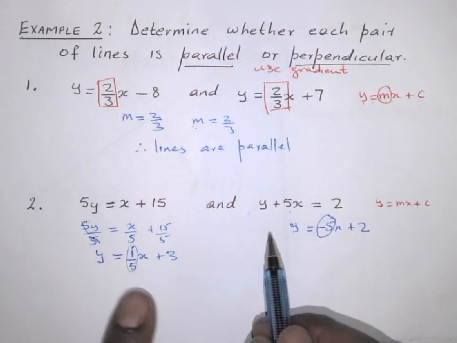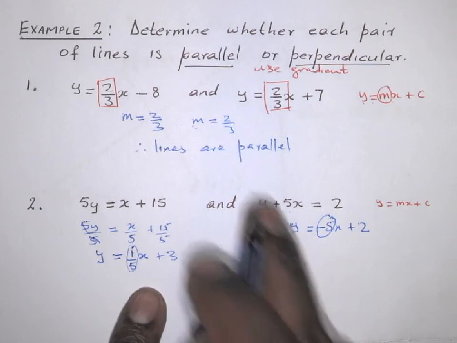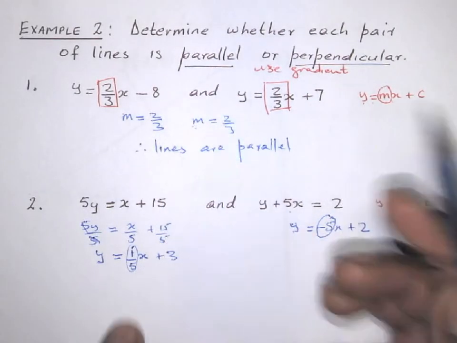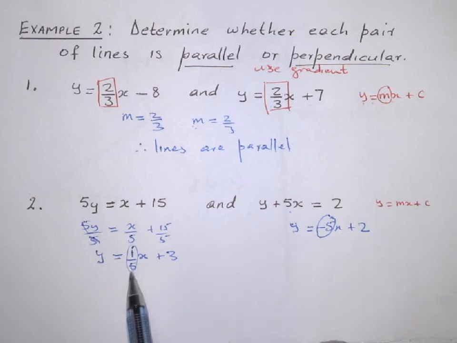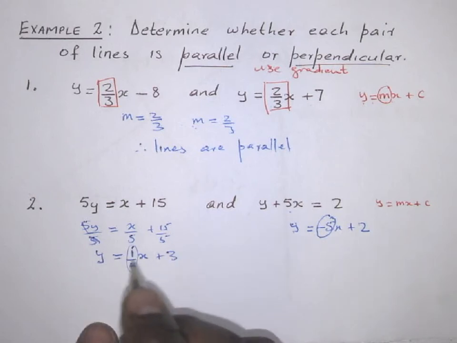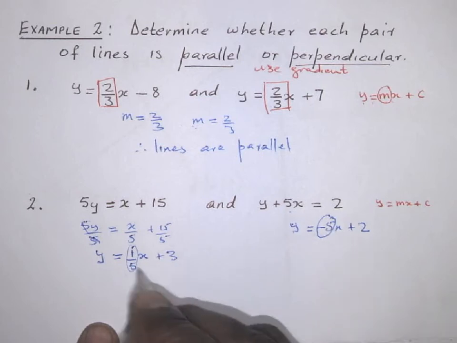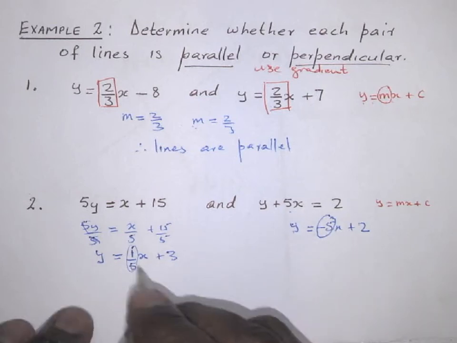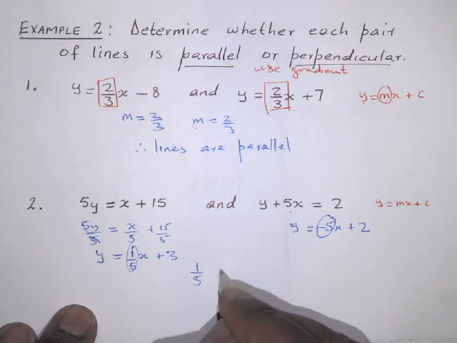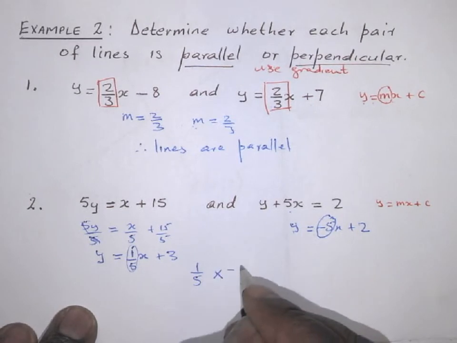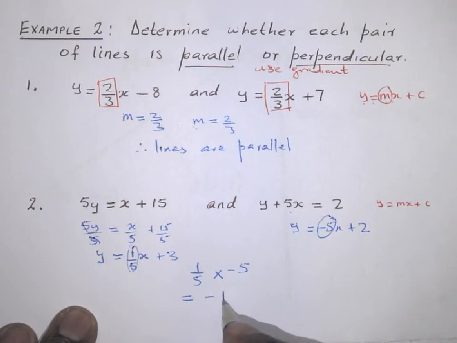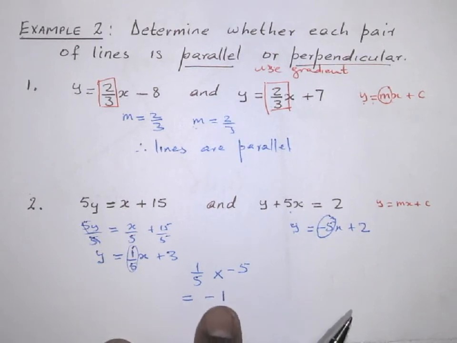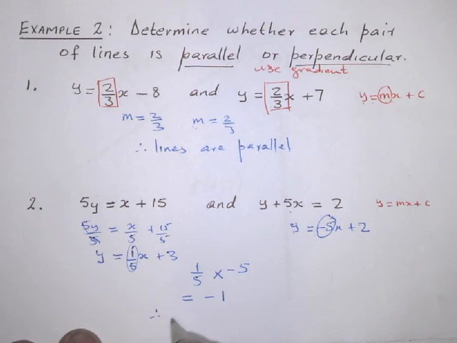Now, if you want to decide whether the lines are parallel, the gradients must be the same. Here the gradients are not the same. Another thing that you must do is check what happens if I take this gradient and multiply it with this one. If I multiply this gradient, 1 over 5, with this gradient, which is minus 5, the answer that I get is minus 1. Since the answer is minus 1, we say therefore the lines are perpendicular.